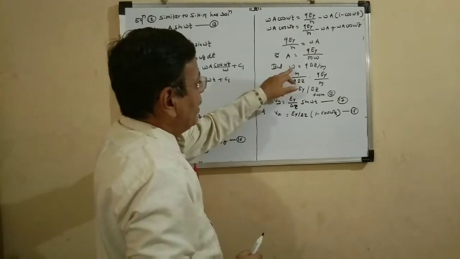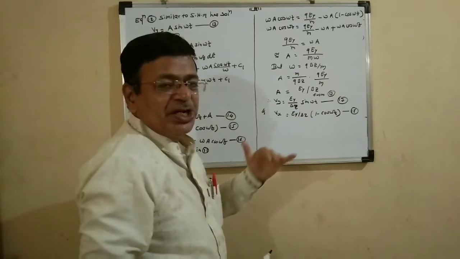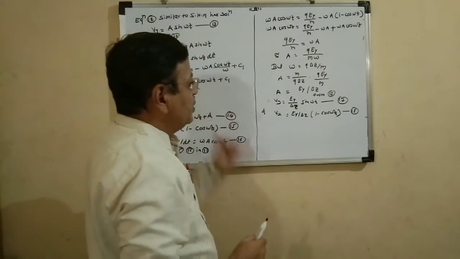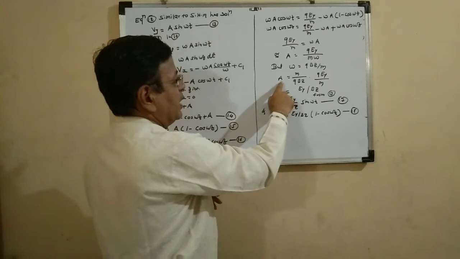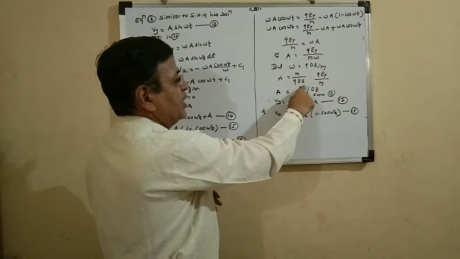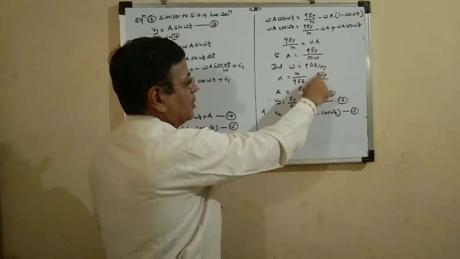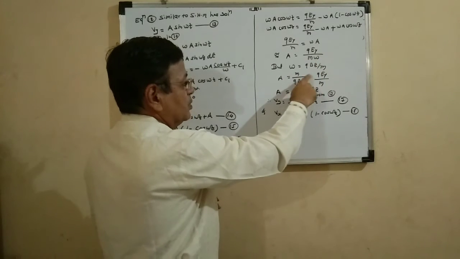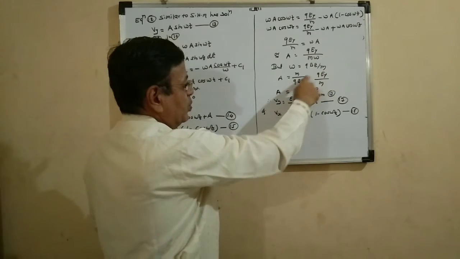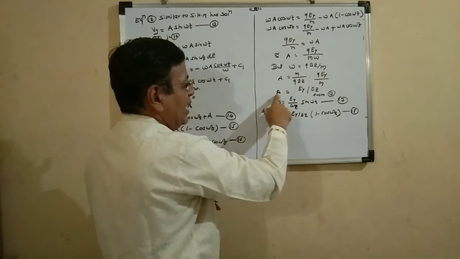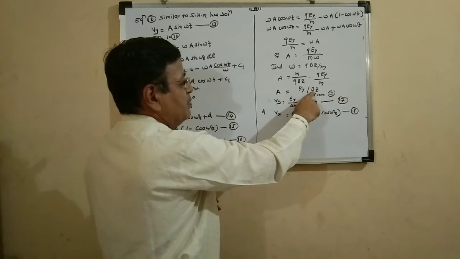So we know very well omega is nothing but QBz upon m. So we have to put that value here. We have to get a is equal to m upon QBz into QEy by m, because putting the value of omega, those terms cancel: m gets cancelled, Q gets cancelled. Only a is equal to Ey by Bz.